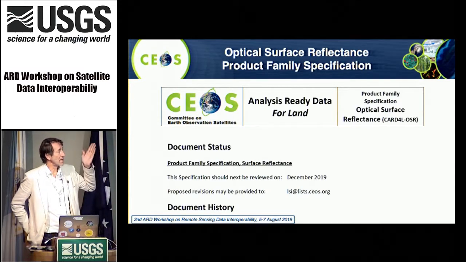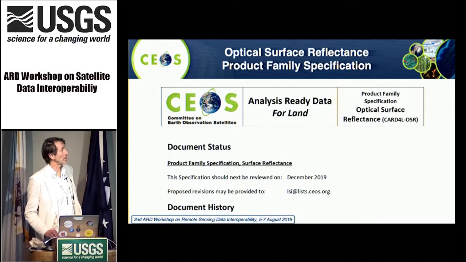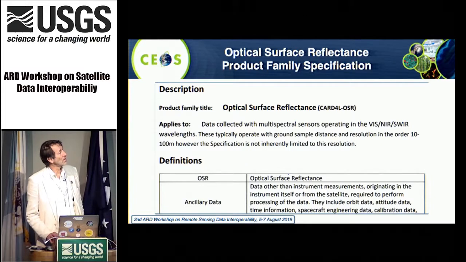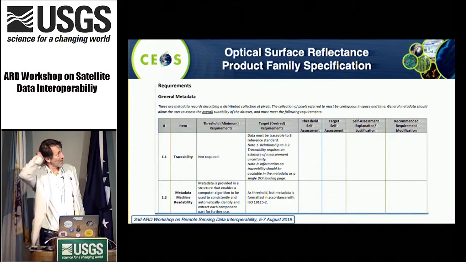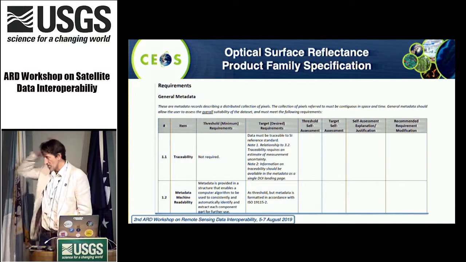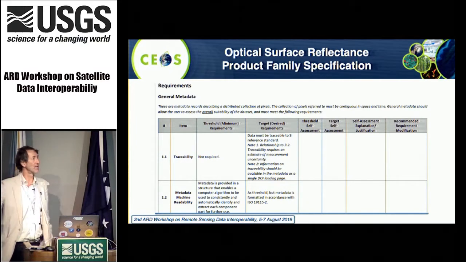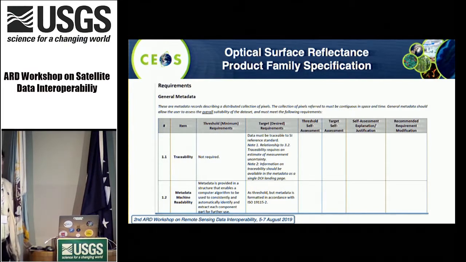For surface reflectance, it's a document that looks like that. It says, what are you trying to measure? Okay, it's surface reflectance. Some definitions, skip that. Then, okay, you've given me this bunch of data that you're saying is analysis-ready surface reflectance. Well, I want to know where it came from. So general metadata is the least you should know about a data set, where it came from. And there's a series of fields for this. And so let me explain the columns here.